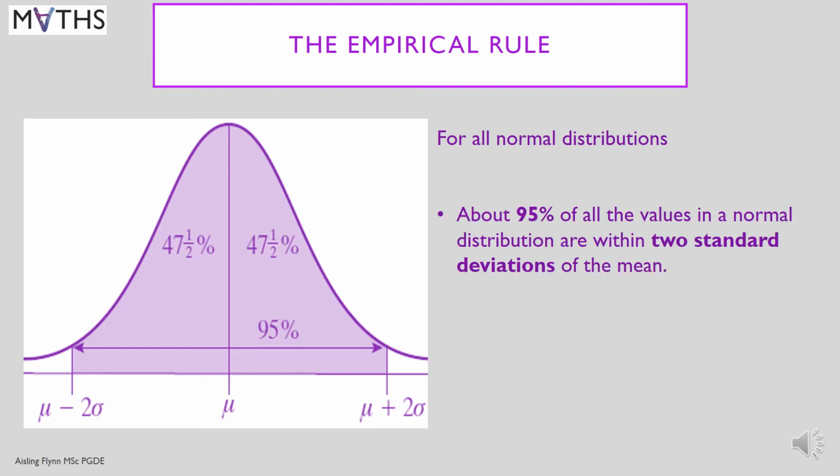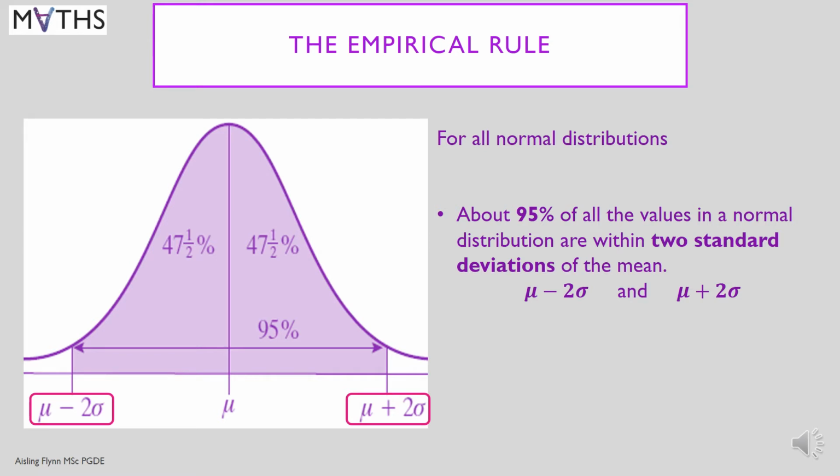So for all normal distributions, about 95% of all the values in a normal distribution are within two standard deviations. So we've moved further out from the mean. We've stepped out 2 standard deviations below, which is this vertical line on the left, up to 2 standard deviations above the mean. So that's the vertical line on the right. Now between these two lines on the histogram, you will find 95% of all the data.